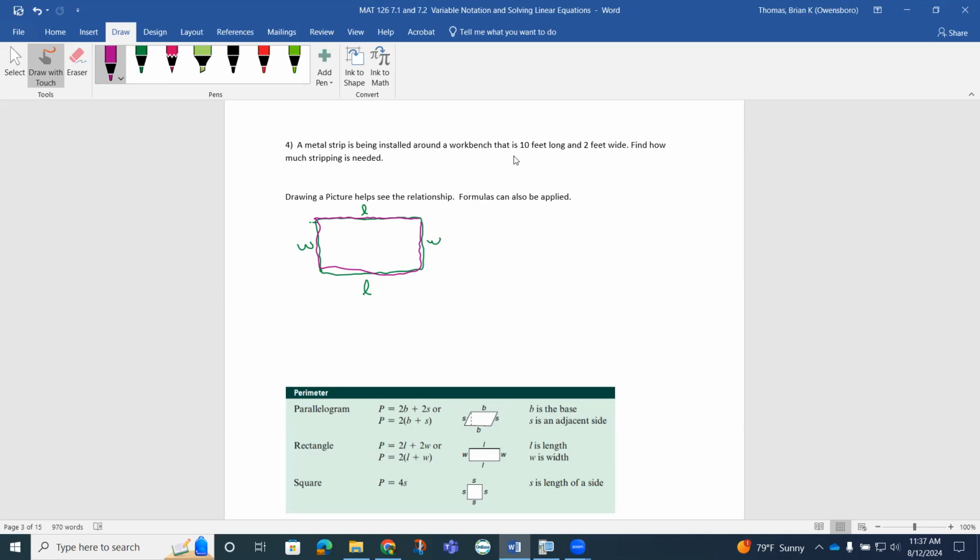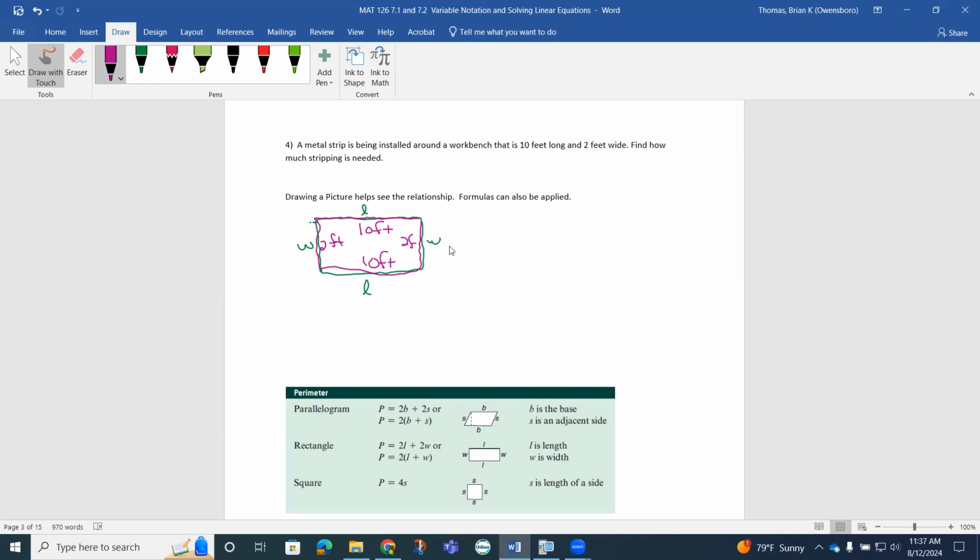So I know that if the workbench is 10 feet long, it's a pretty long workbench. So it's going to be 10 feet this way, kind of more like my desk. And then 2 feet this way, width. Notice that in a rectangle, though, if this is 10 feet, this is 10 feet. And if this is 2 feet, this is 2 feet. So how much stripping will be needed?